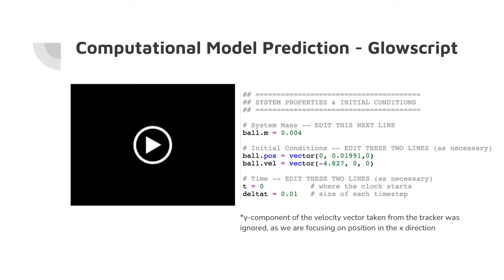As for the computational model prediction, I used Glowscript and the starter code and inserted the initial conditions that were found from the observed prediction's data and assigned them to their respective variables. The approximate mass was given by the object's label description. While there was some velocity in the y component from the observed prediction, it was ignored and not added to the computational model since we are really only looking at the motion in the x direction.